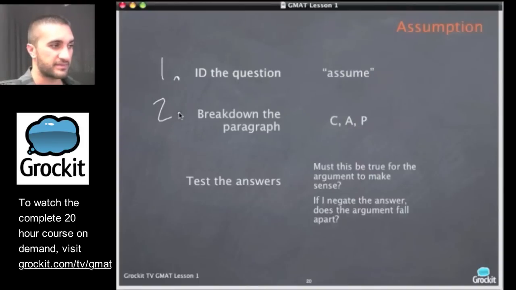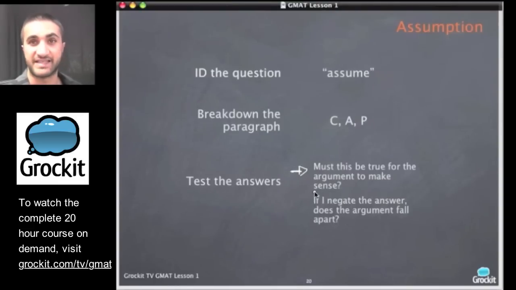And when we identify a question as an assumption question, we can anticipate a couple of things, right? These are our three steps that we're always taking. We ID the question, we know it's an assumption question, we break down the paragraph. Assumption questions almost always have a conclusion, assumption, and premise, and we can dissect them, and we're going to do that here in a moment. And then we said a moment ago that we ask ourselves, when we're testing the answers, must this be true for the argument to make sense?